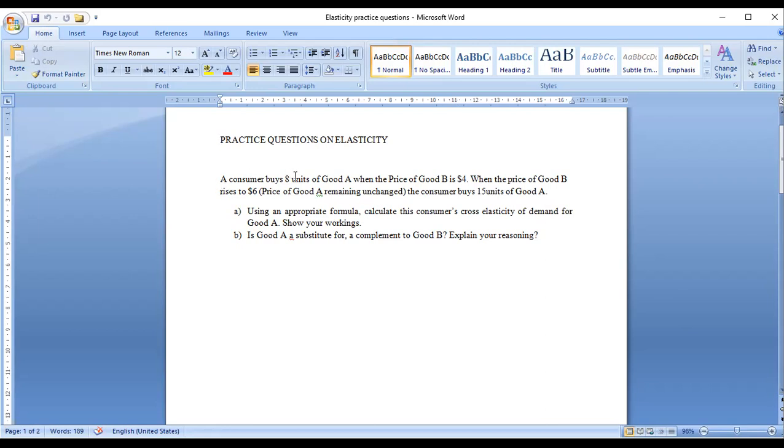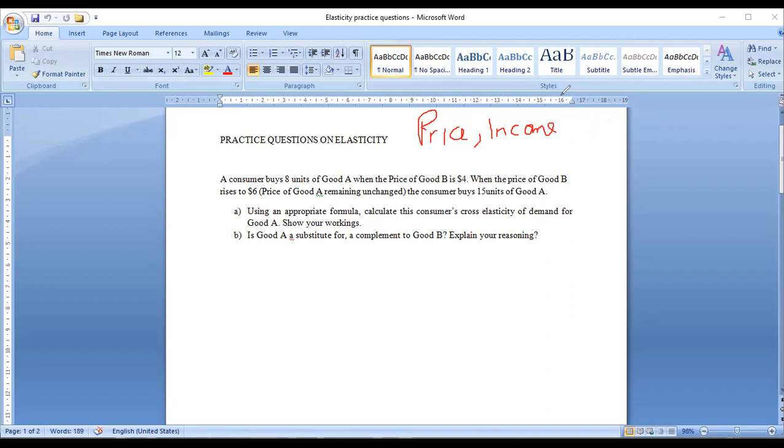A consumer buys 8 units of good A when the price of good B is 4. Remember, if we are looking at elasticity of demand, it can be price elasticity of demand, income elasticity of demand, or cross elasticity of demand. It can even be advertising elasticity of demand.